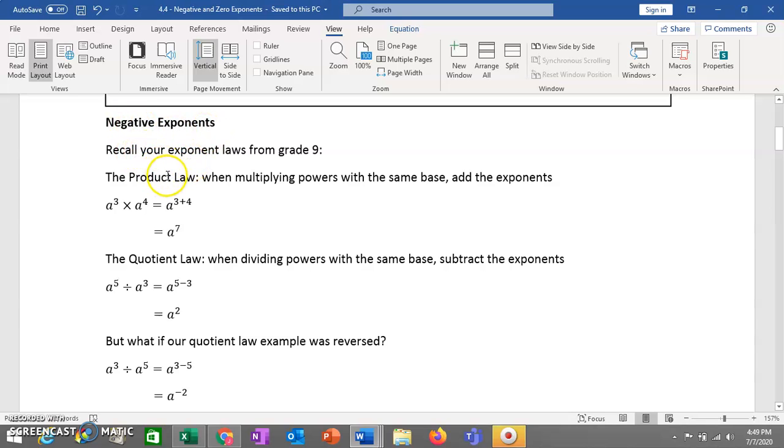So you would have learned the product law when you're multiplying powers that have the same base. So you've got a number here, a, and an a there. Both of these numbers are bases, right? The base is the number under the exponent, and this is the exponent. So both bases are the same. They're both a. If you're multiplying two numbers that have the same base, you can just add their exponents. So a to the exponent 3 times a to the exponent 4 is equal to a to the exponent 3 plus 4, or a to the 7.